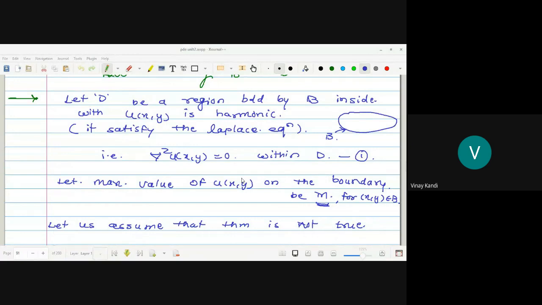Now today we have to prove the uniqueness theorem. Okay, the solution of the Dirichlet problem, if it exists, it is unique.